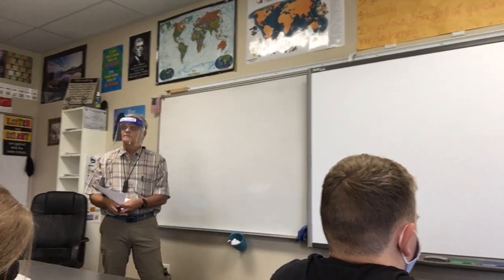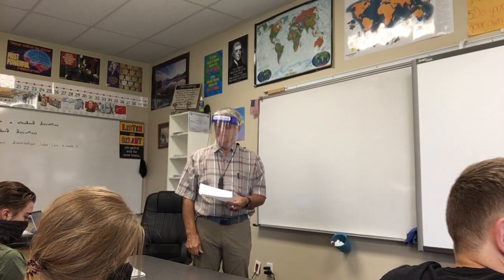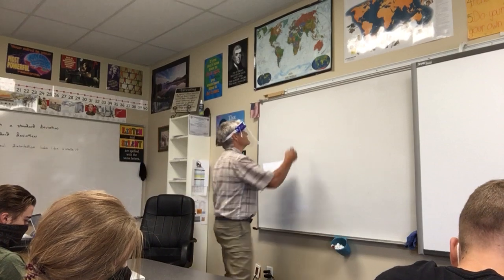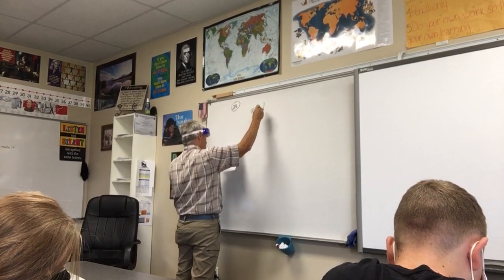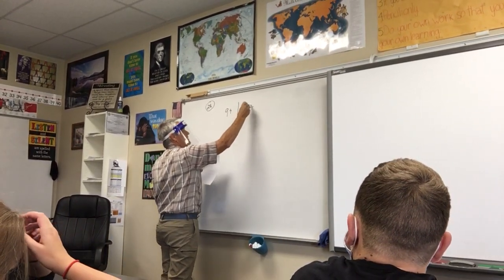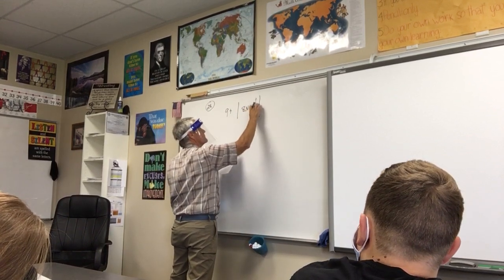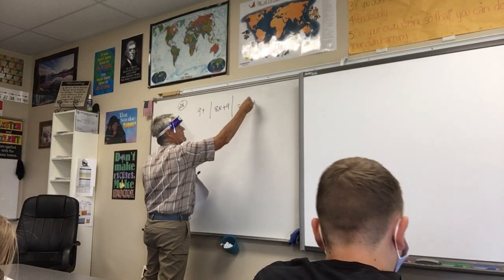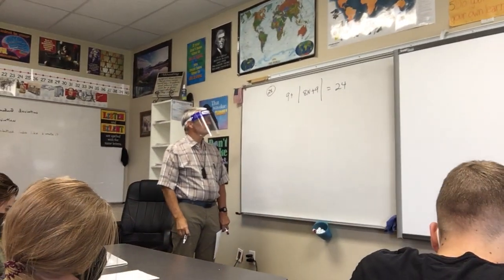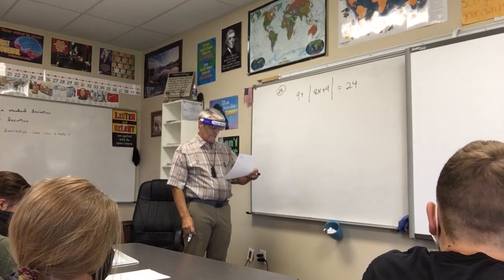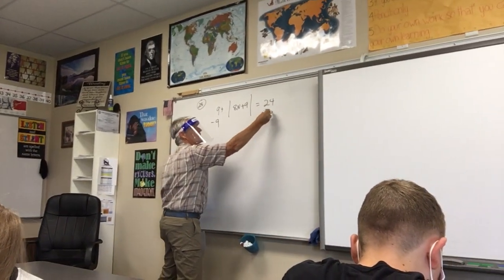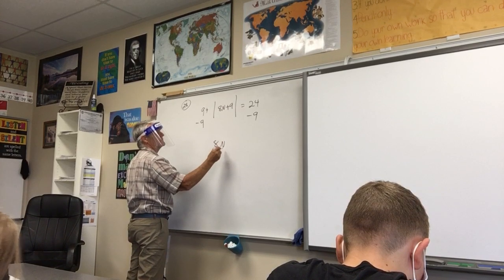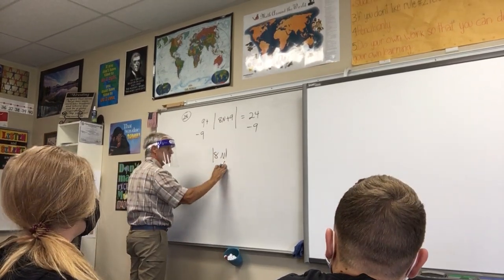Keegan, excuse me. You have another one you want to see done? 28. 9 plus the absolute value of 8n plus 9 equals 24. Did I copy it right? It looks good to me. Okay, minus 9, because that's been added. Minus 9. The absolute value of 8n plus 9. Thank you.